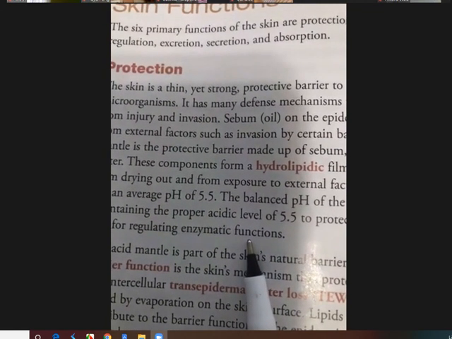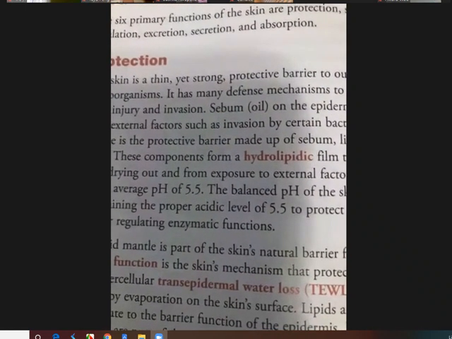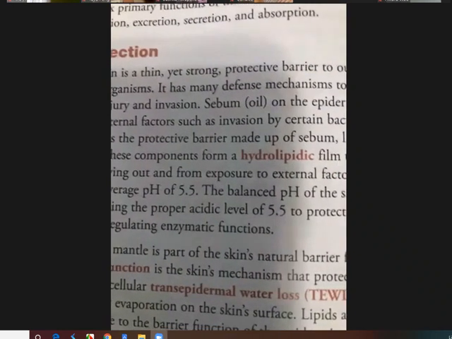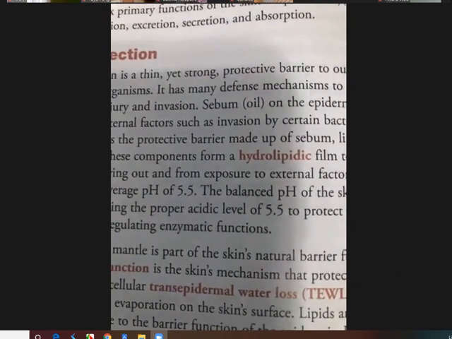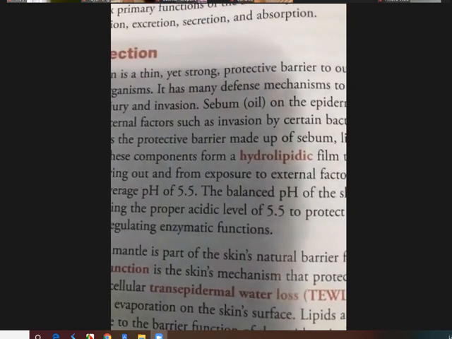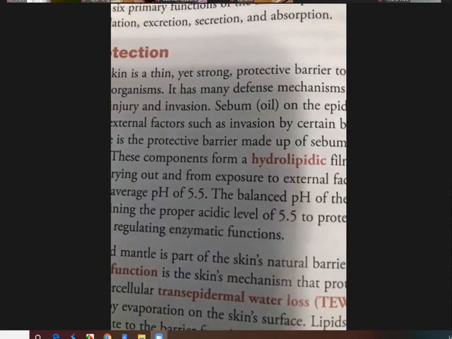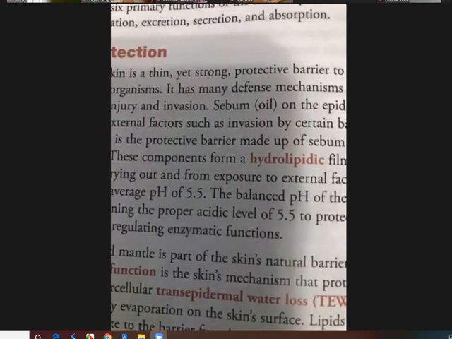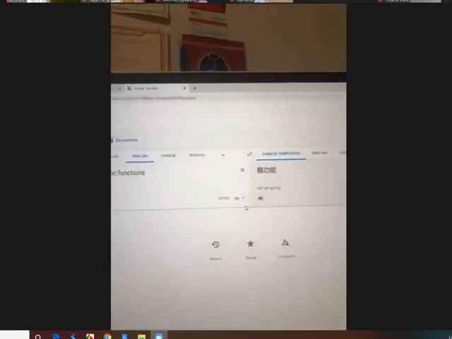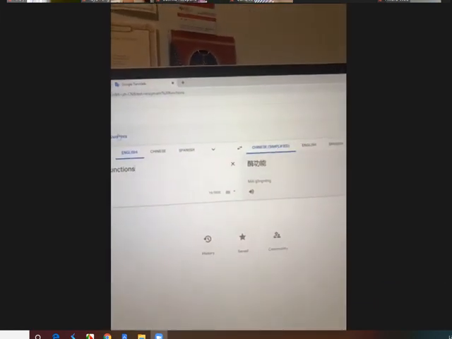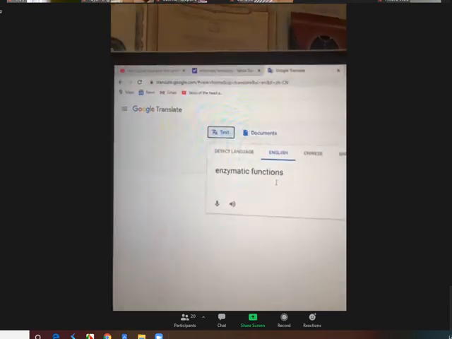Okay? Enzymatic functions. Yeah, enzymatic function. It's this. Okay? 酸功能 enzymatic functions.